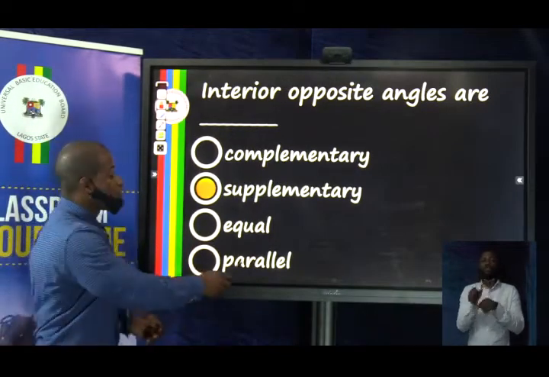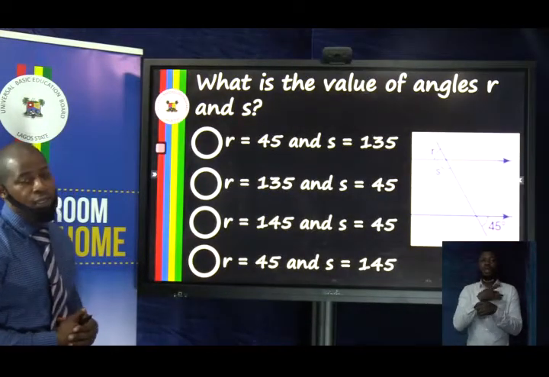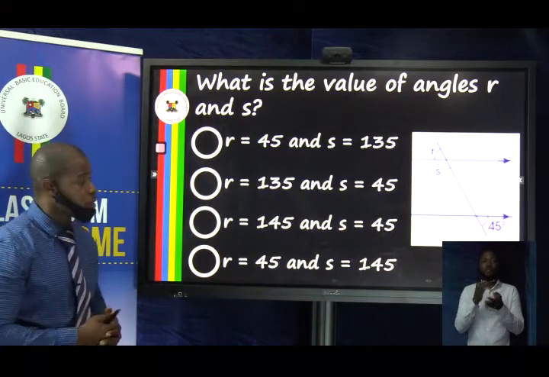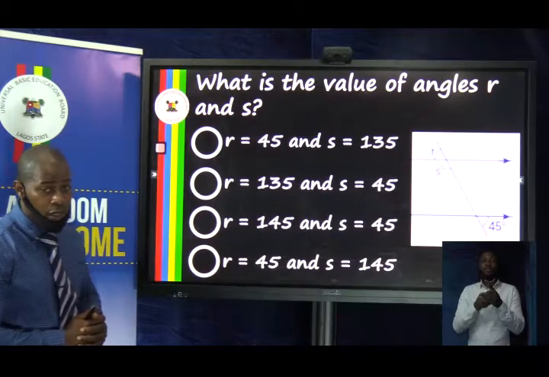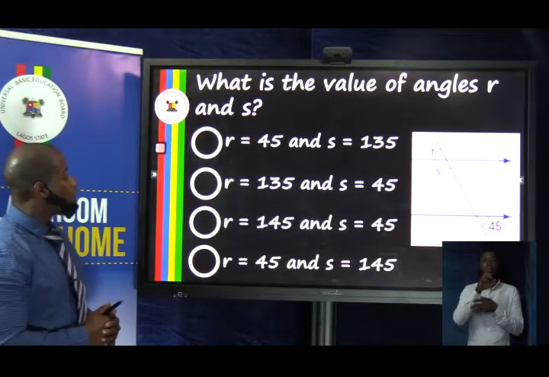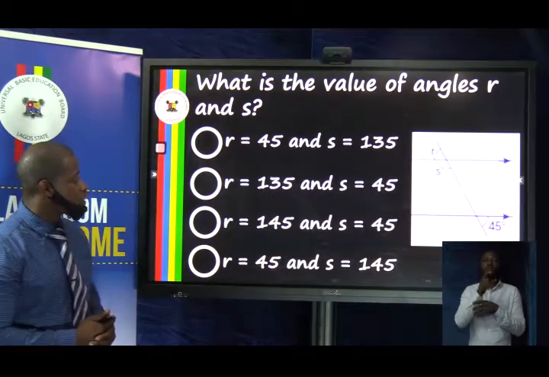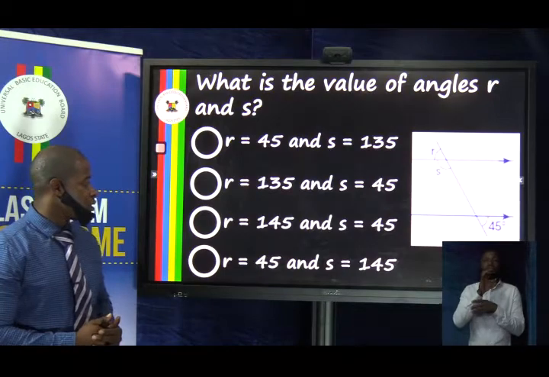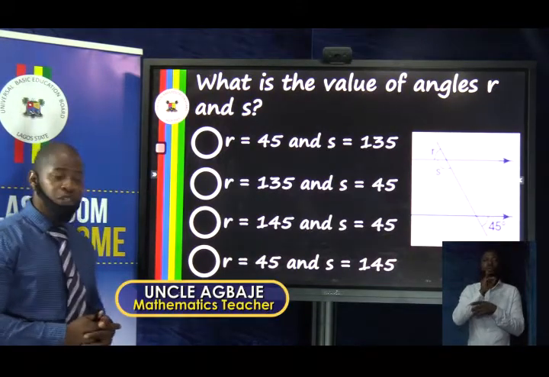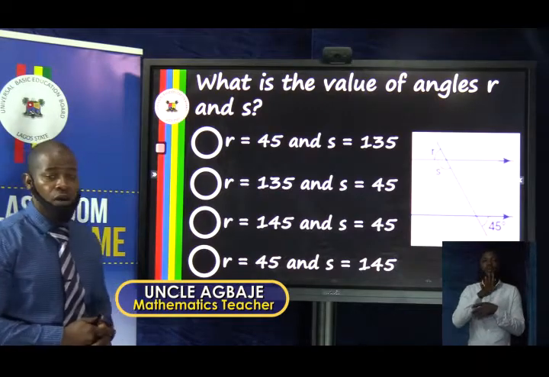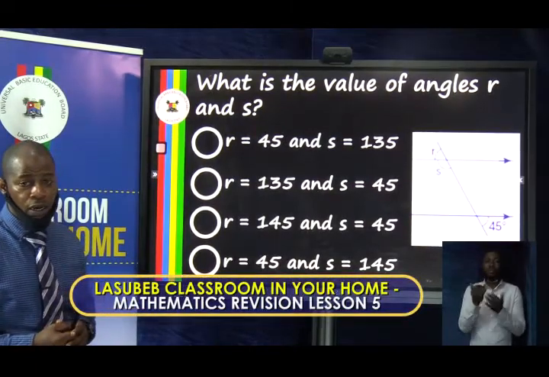Then, amazing job, you. Next question says, what is the value of angle R and S? Now you need to calculate quickly. I'll give you enough time. What is the value of angle R and S given that diagram? Start your calculation right away. The options are: A, R is 45 and S is 135. B, R is 135 and S is 45. C, R is 145 and S is 45. And the last one is R is 45 and S is 145. Which one is the correct option? I believe you have gotten your answer right about now.